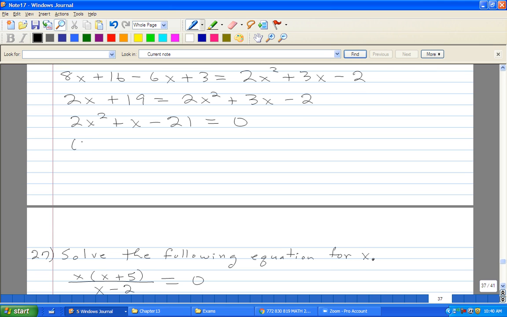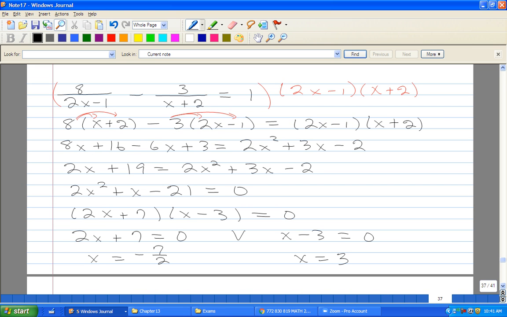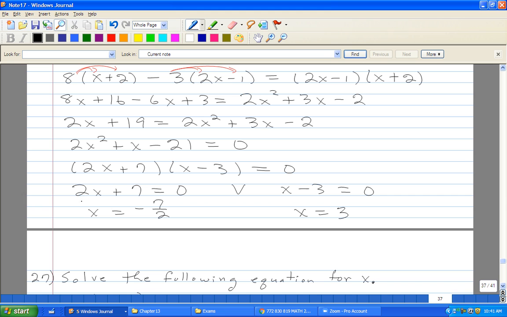Factor. This factors into 2x plus 7 times x minus 3. Set each factor to 0 by the zero factor property, and solve for x. So either x is equal to negative 7 halves or x is equal to 3. When x is equal to negative 7 halves and when x is equal to 3, I'm not dividing by 0. So both of those are answers. So I have two solutions. Let me do problem number 27.